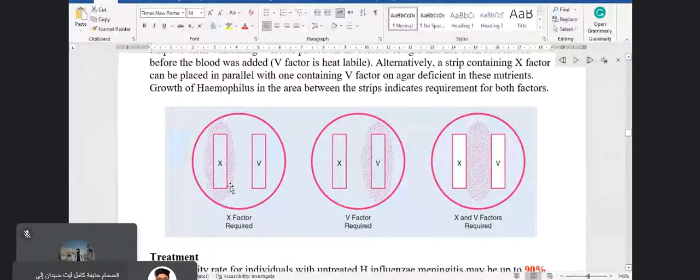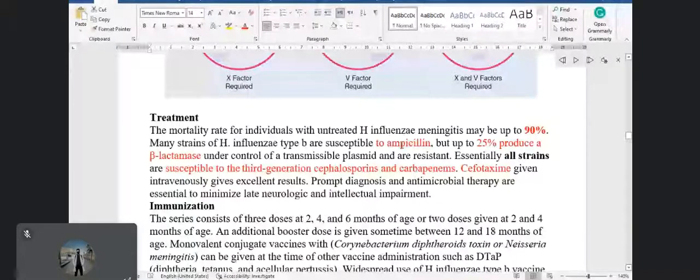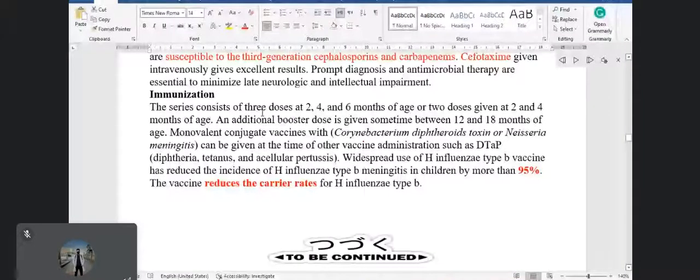But the problem now is the development of resistance: 25% produce beta-lactamase. All strains are susceptible to third-generation cephalosporin, carbapenem, and cefotaxime. Intravenous administration is considered therapeutic. For immunization, we give a subunit vaccine, which is mostly just the antigen with a carrier, at 2, 4, and 6 months. Then we give them a booster at 12 and 18 months. This is combined with Corynebacterium and Neisseria toxin, which we call the DTaP vaccine.